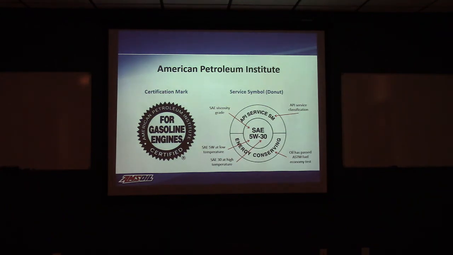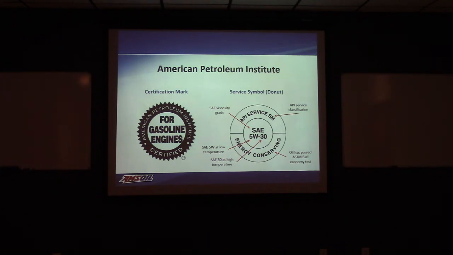Okay, API, how do you know the oil's been reviewed or compared to their standards? They'll usually have a couple of things on it. They may have a certification mark on it, as we see on the left-hand side here, basically meaning the results have been reviewed by them and it does meet their requirements. Or they could have the service donut that you see on the left there. That gives you really a whole bunch of information. In the center there, it tells you the oil weight, grade, or viscosity that's required, or that that oil is on there.